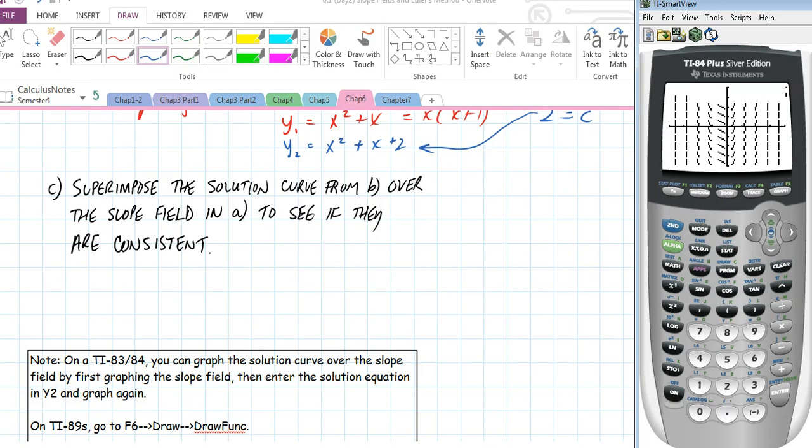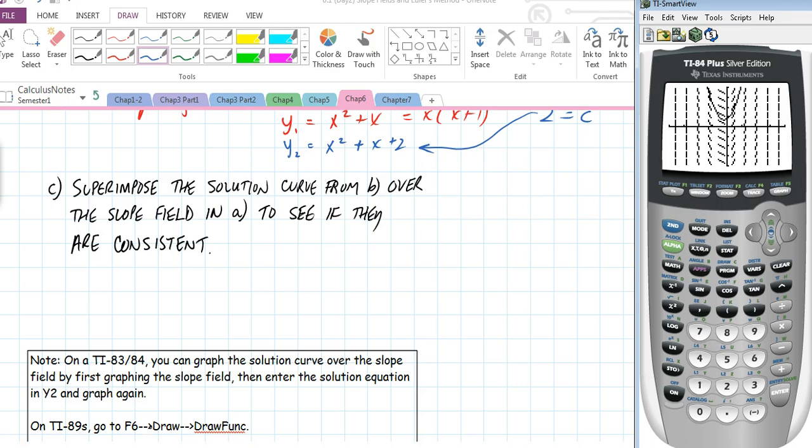and then on the TI-83s and 84s, to superimpose a graph of our solution over this slope field, I go back to y equals, and I'm going to type my solution down here as y2. So our solution we got was x squared plus x plus 2. And now if I press graph, it keeps the slope field and graphs my curve, and we see that even though it's a little bit rough, the slope indicators are a little bit hard to read, it does seem to follow the general curvature of the slope field.